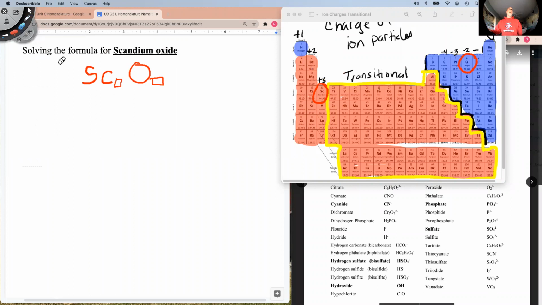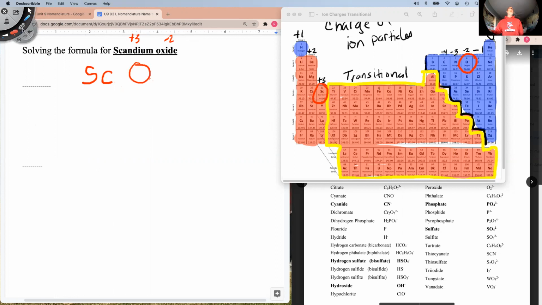Now, I'm going to erase that just so the numbers aren't there, but just to understand that the little numbers, the subscripts, tell us how many of each we need. But before we can do this, we want to know what we're dealing with. What is the charge on a scandium? Scandium has a 3+ charge, or a +3 charge. And the charge on the oxygen, or the oxide, is a -2 charge, which means that every scandium has a 3+ charge and every oxygen has a 2- charge.